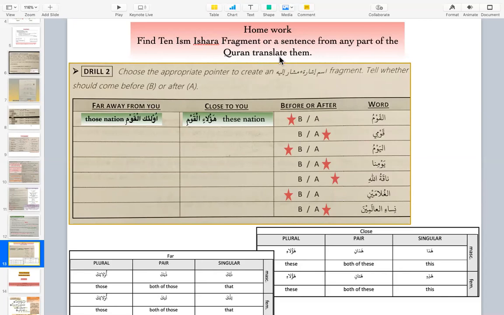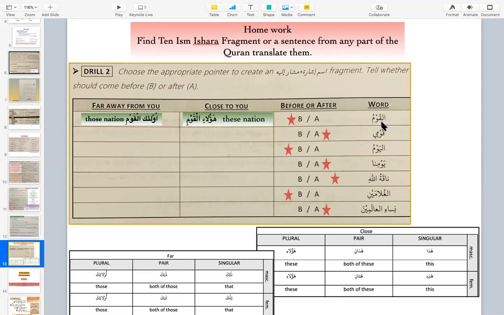And you need to think about whether it is an ismul ishara fragment or a sentence. Then you can do that one too. Now it says over here, choose the appropriate pointer to create ismul ishara and usharu ilayh. Tell whether it should come before or after. So al qawmu: it's saying that you need to create an ismul ishara fragment, and then you need to say whether your ismul ishara should come before or after.